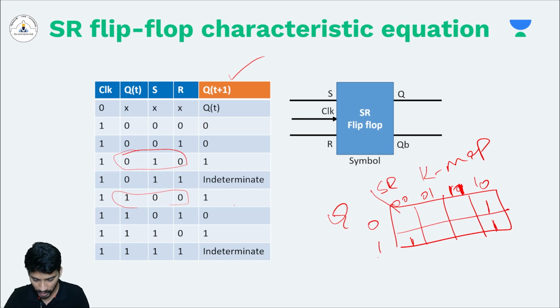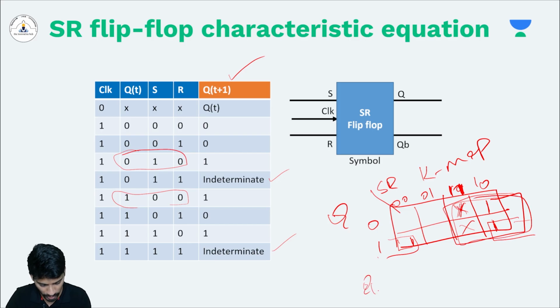And there are two indeterminate states, where it is 0, 1, 1 here, and there is one more indeterminate state, 1, 1, 1 here. So we will represent them by don't cares. So if you solve this K-map, what will you get? You can club these four into one group, and you can club these two into one group. So what will happen if you club these four?